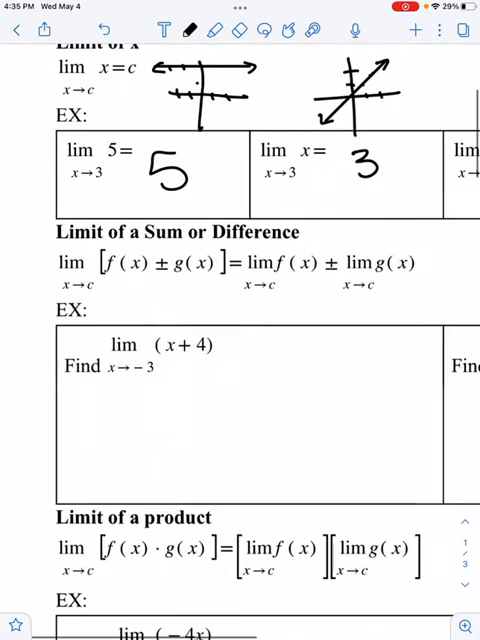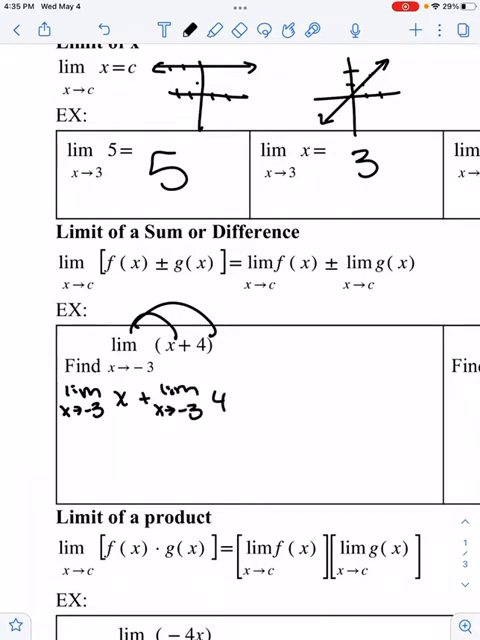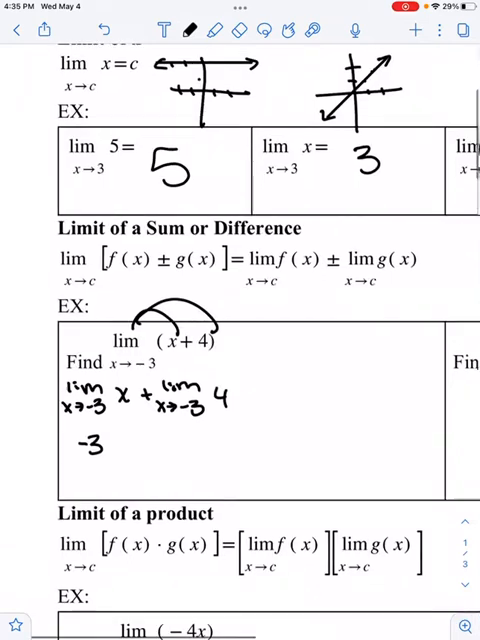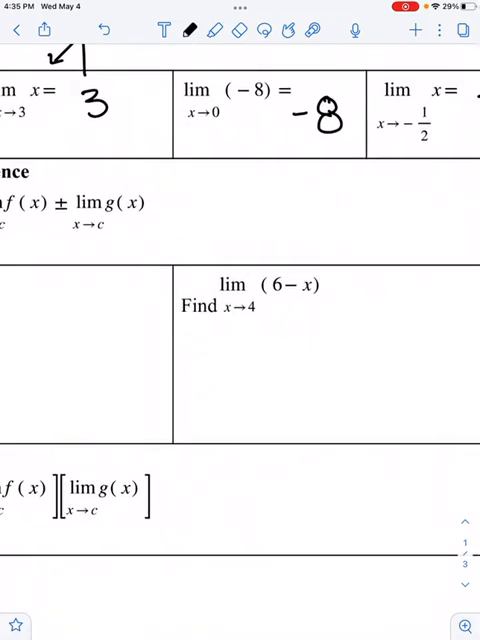The next piece is just saying that you can distribute the limit when you're adding. So we could do the limit as x approaches negative 3 of x plus the limit as x approaches negative 3 of 4. The limit as x approaches negative 3 of x is negative 3, and the limit as x approaches negative 3 of 4 is 4. So negative 3 plus 4 is 1. I was skipping steps.